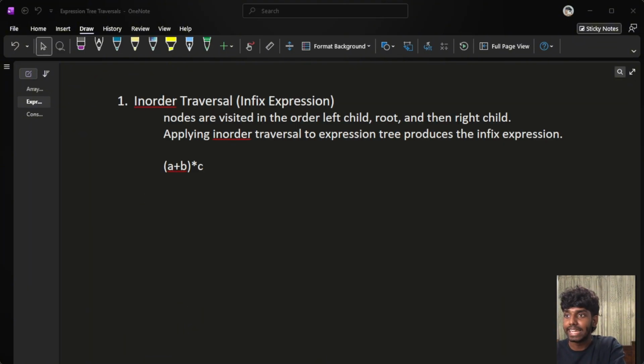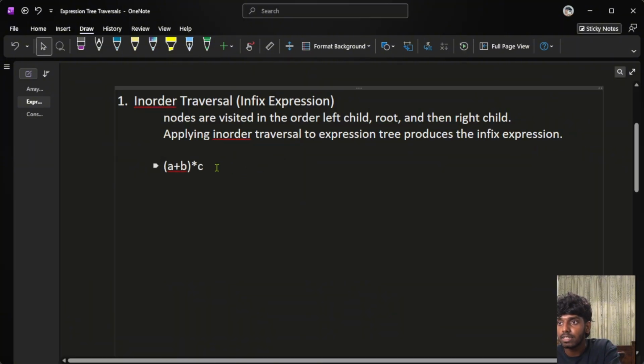Okay, so the in-order traversal. The in-order traversal is also known as the infix expression. The nodes are visited in the order of left child, root, and then the right child. So applying in-order traversal to an expression tree produces the infix expression. So right here I have an expression. We'll see what happens after we apply the in-order traversal to this expression.